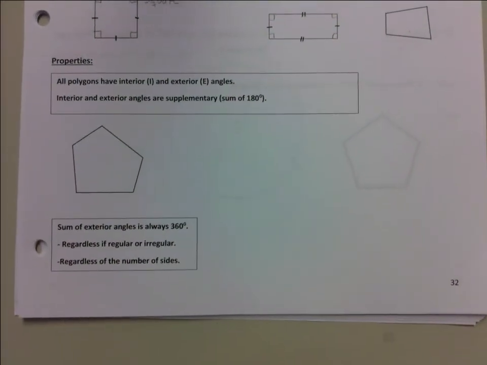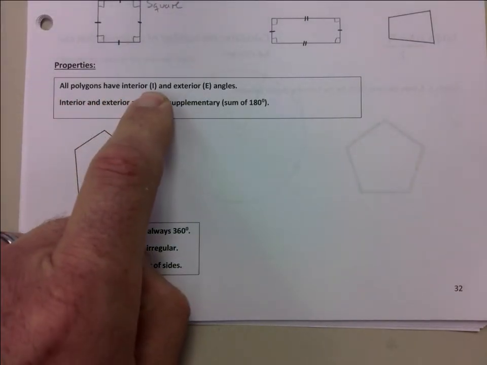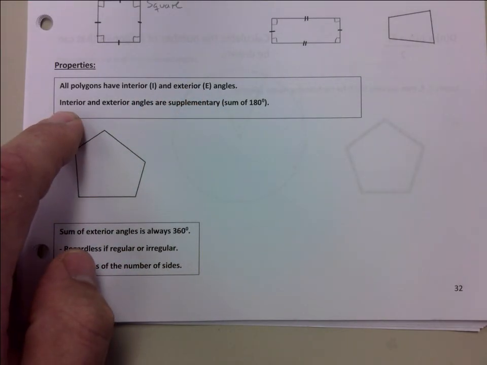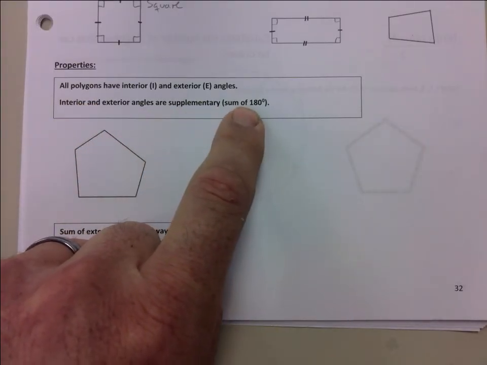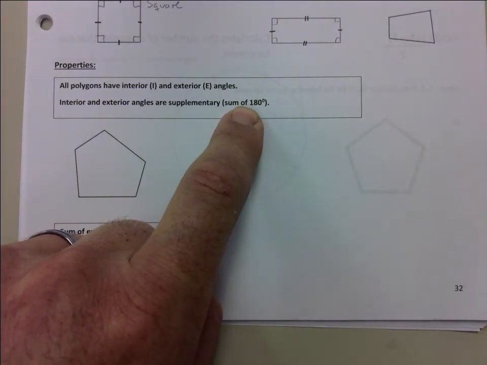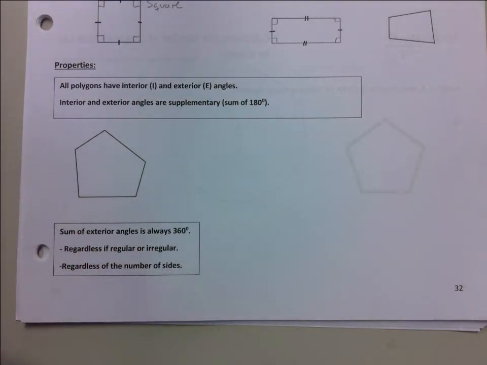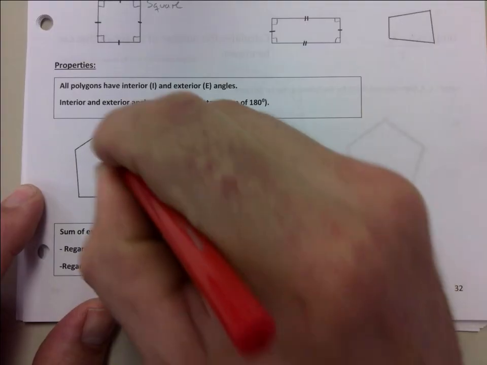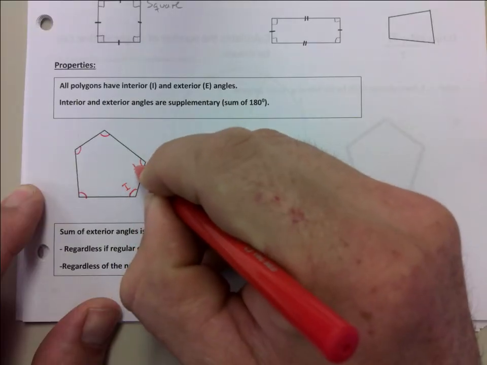This is a bit of a review here. Properties. All polygons have interior and exterior angles. Interior and exterior angles are always supplementary. They add up to 180 degrees. And here's where I'm going to use a red pen and a blue pen, but you can do whatever works for you. I'm going to first identify the interior angles. There's 1 here, 1 there, 1 there, 1 there. So these are called interior angles.